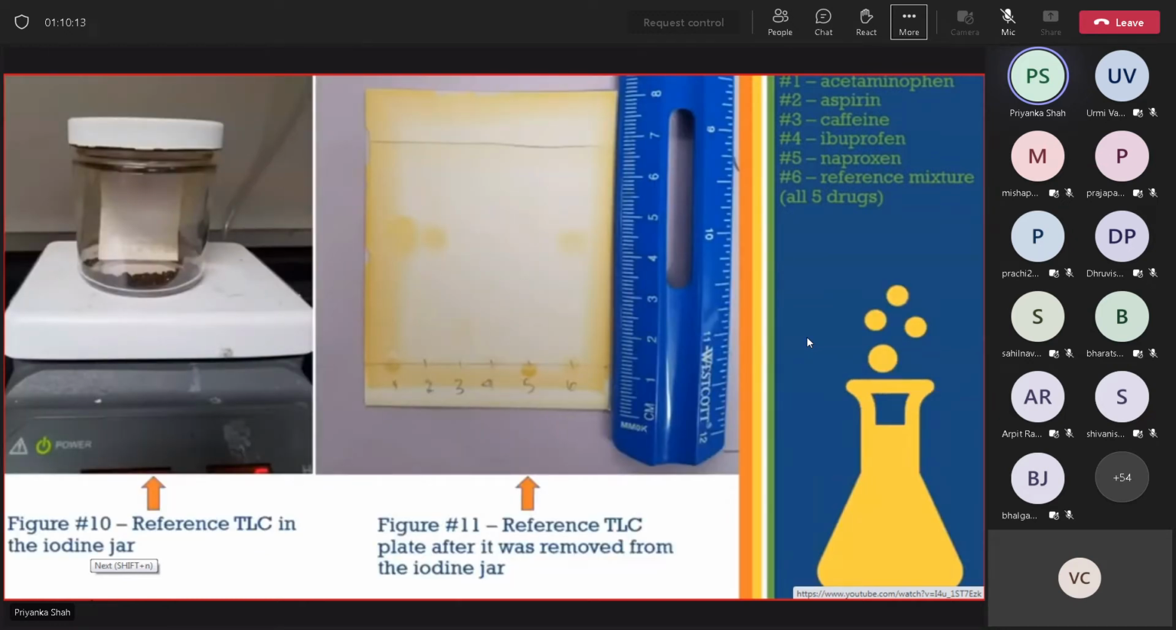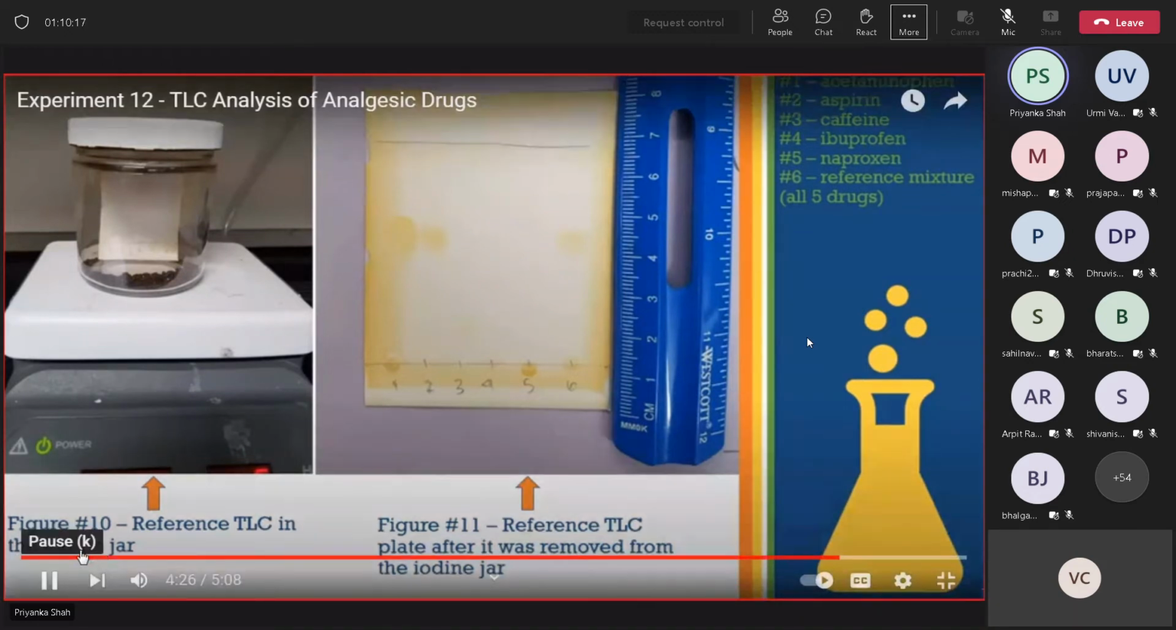Second, the TLC plates were placed in a jar containing iodine crystals. This is how the iodine chamber looks. This is a jar in which iodine crystals are there. If you put your TLC plate inside of this jar, there will be iodine vapor inside of it. Because of this, your colorless compound will look like yellow spots. Very low heat. You can see the jar in figure 10.